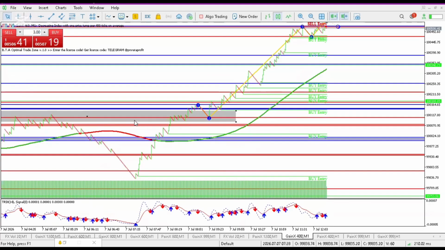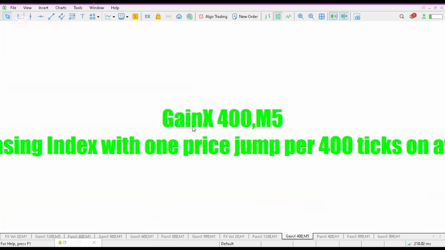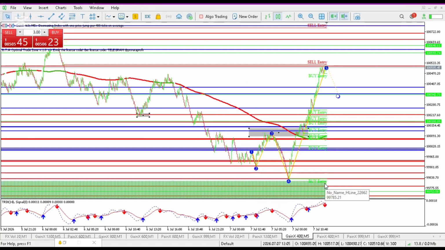So the only way for you to be able to enter your trade, it has to break the structure. Let me try to use the 5 minutes time frame so that you can see clearly. So you have to wait for the break of structure. After that break of structure, then it could be easier for you to place your buy entries.